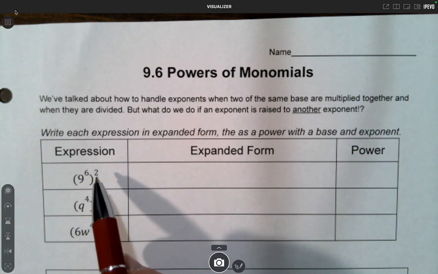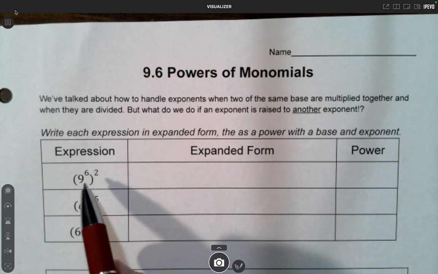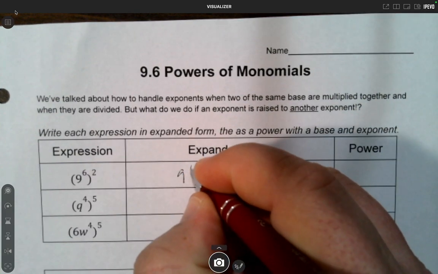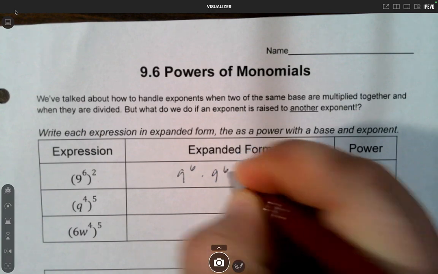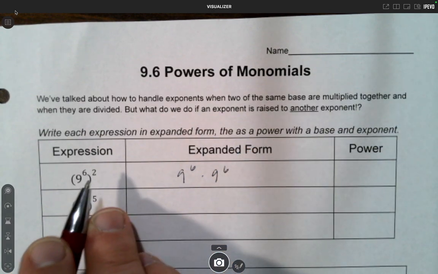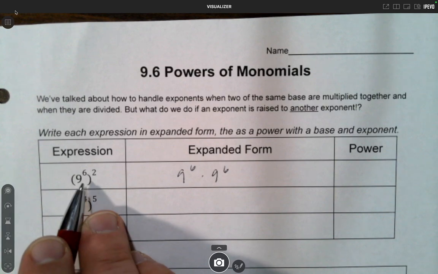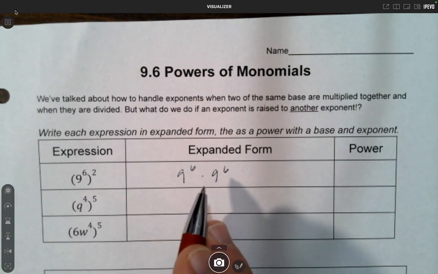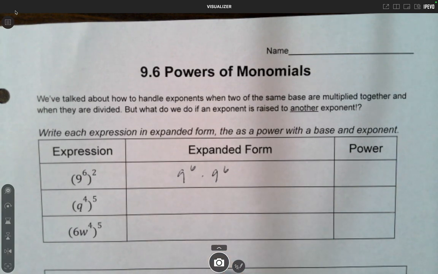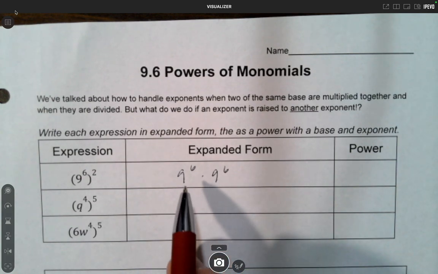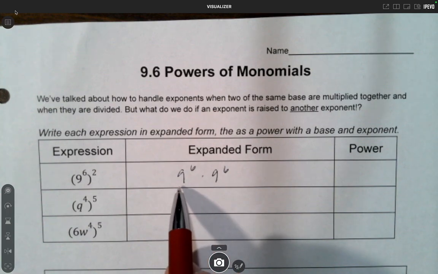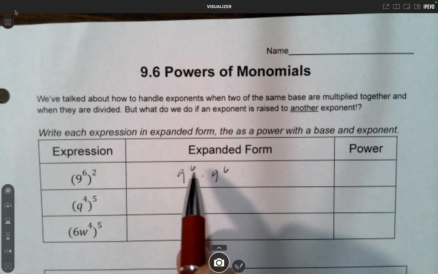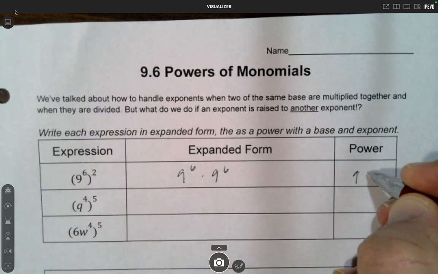Squared means you do whatever's inside times itself. So 9 to the 6th times 9 to the 6th. That's what this means. Squared means times itself. So 9 to the 6th raised to the second power is the same thing as 9 to the 6th times 9 to the 6th. And as we learned in the previous lesson, when we multiply the same base with exponents, we add the exponents together. So we do 6 plus 6, which gives us 9 to the 12th.